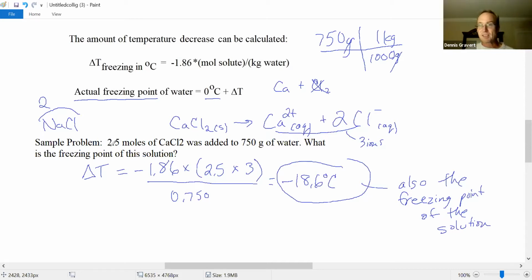Now you have to check the price and see if you're getting a good deal, because you could just throw more moles of sodium chloride on the sidewalk. That'll also lower the freezing point. Anyways, interesting comment. What else we got? That's the 3rd colligative property.